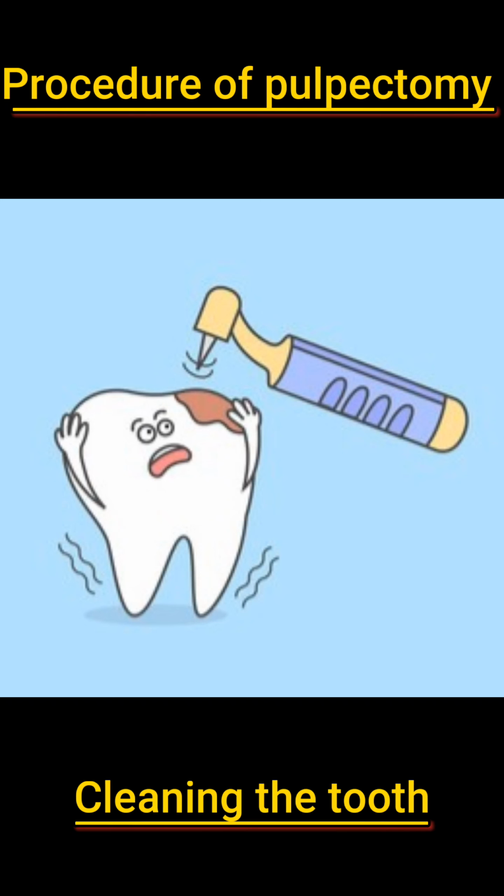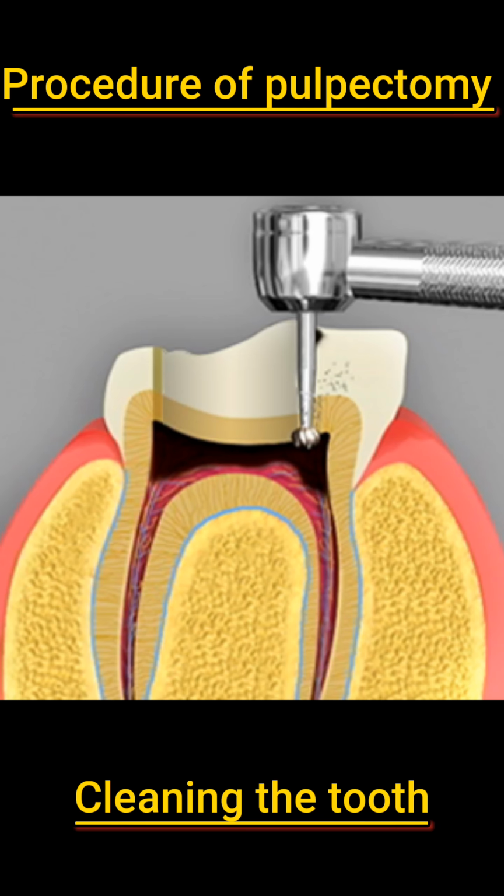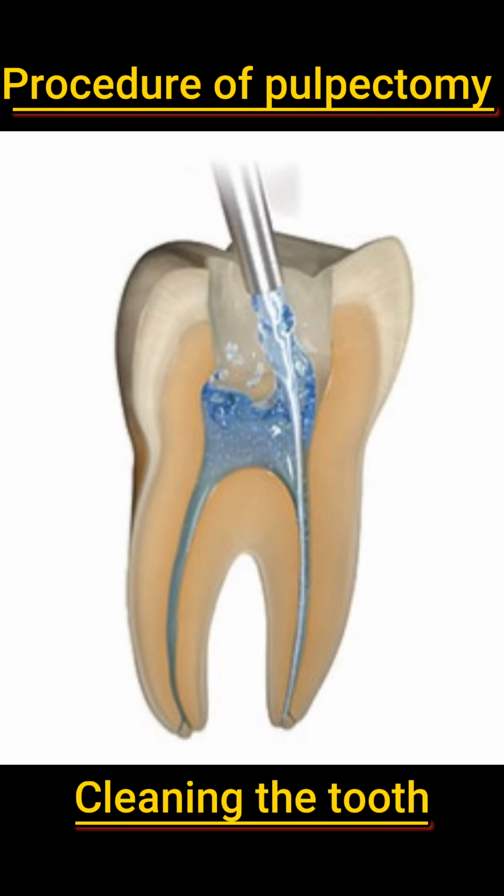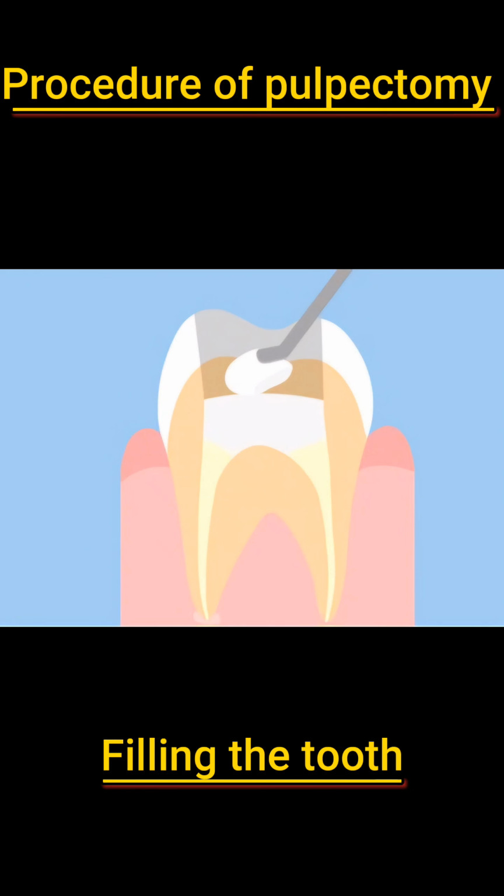Step number 2, cleaning the tooth. So the dentist aims in cleaning the tooth from inside to remove the damaged tissue and any bacteria causing infection through their specialized dental instruments, and later on rinse and flush it thoroughly with the help of good quality irrigants. Step number 3, filling the tooth. The dentist is going to dry the tooth and fill the empty space with the specialized material to protect the tooth and stop any future infections.